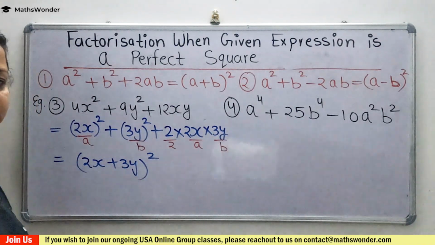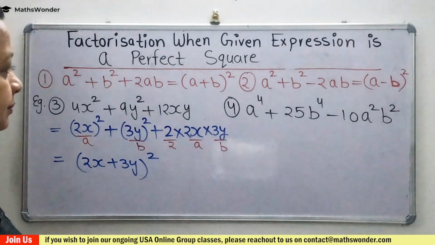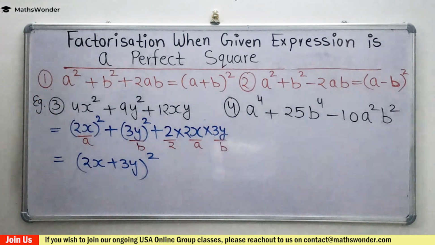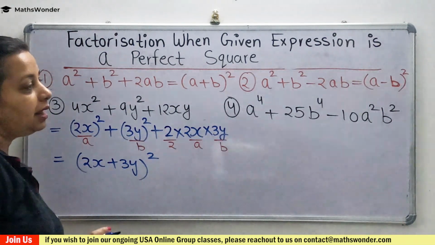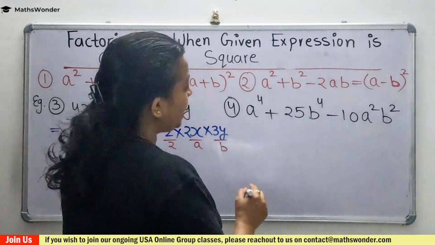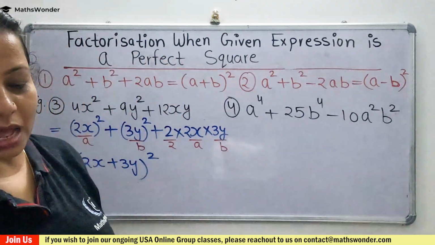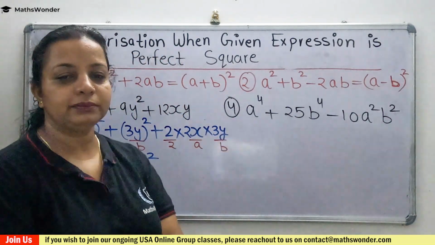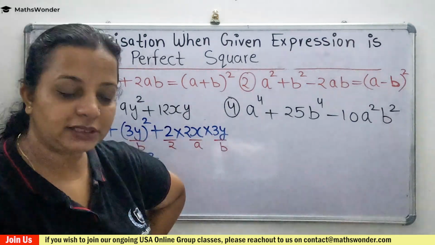Any confusion? Sure? No confusion at all, right? Now, move to the next question. A4. Yes, A4. How will you convert it into the square form?